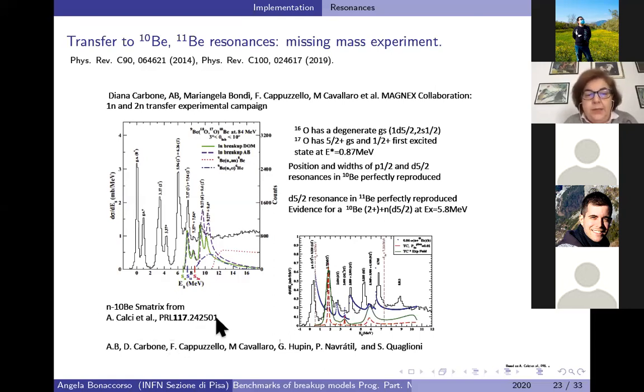So by using their ab initio S matrix, we were able to describe in detail all these resonances in beryllium-11, not only the very well-known resonances like the D5/2 resonance, but also discover that perhaps there is a 9/2 state here. So this is just to tell you that this semi-classical model is useful because it contains the S matrix that some structure models can give us directly.